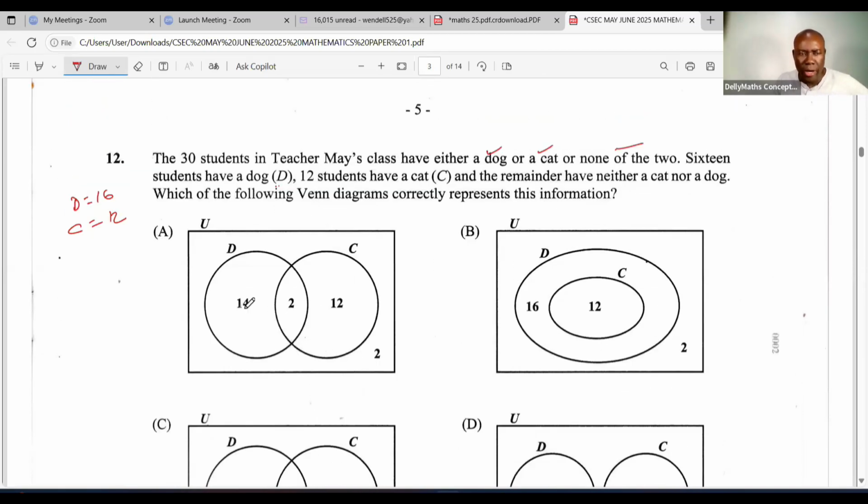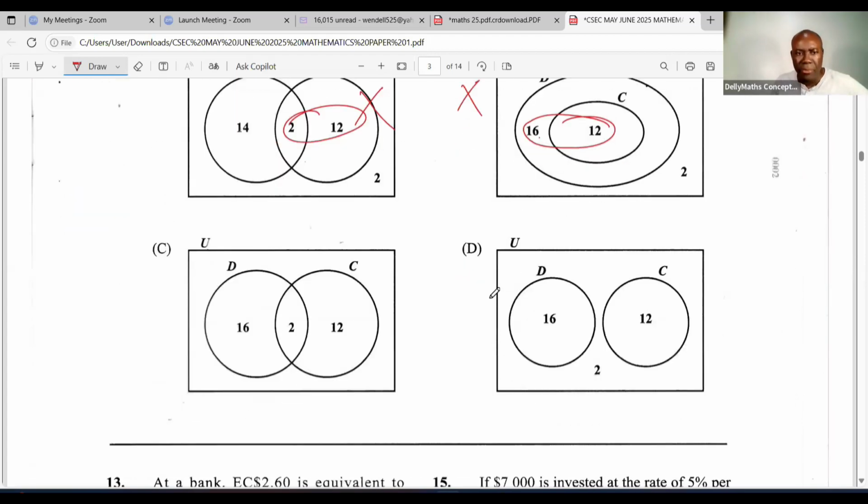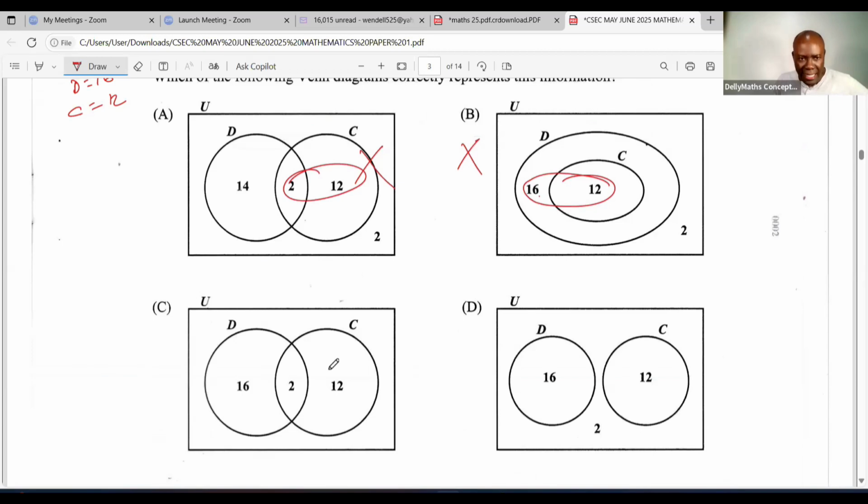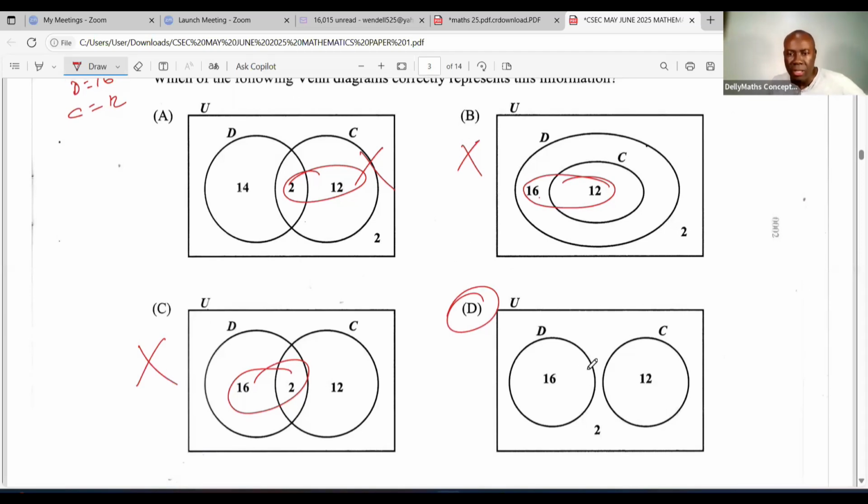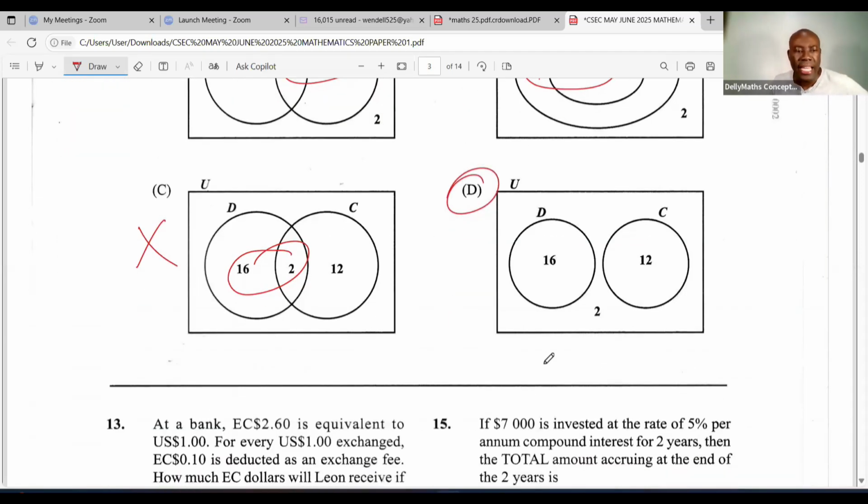So basically, you could just eliminate quickly because D has to be 16 and C has to be 12. This is 14 here, so this is wrong already. D is 28 already here. So this is wrong. D is 16, right? This D is 18. This is wrong. The answer is this one without even checking. So you could see this is good. So 16 for dog, 12 for cat, and there's 2 that are hanging on the outside.